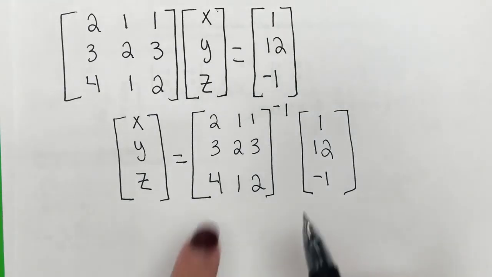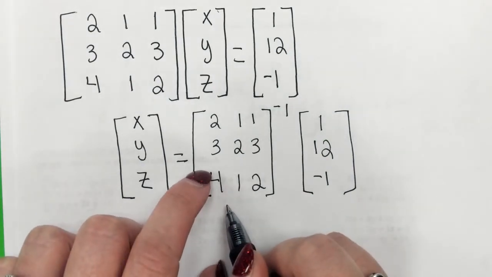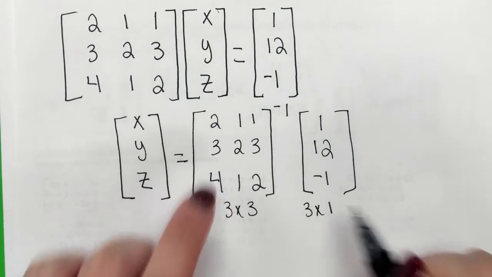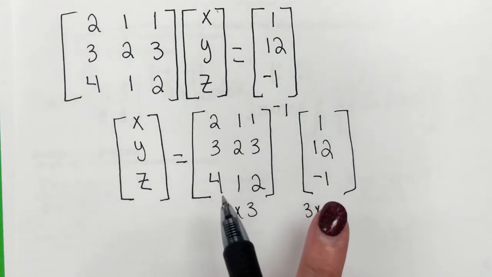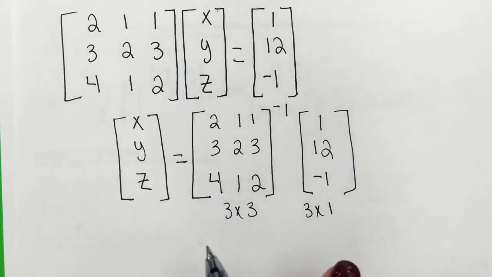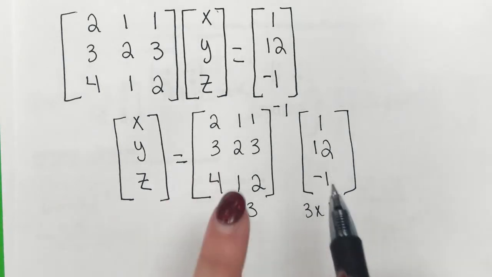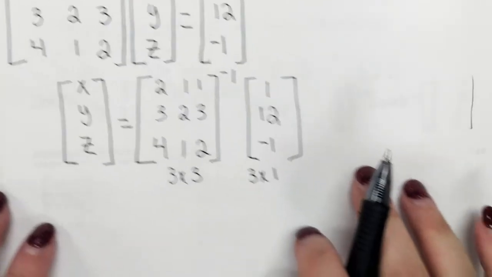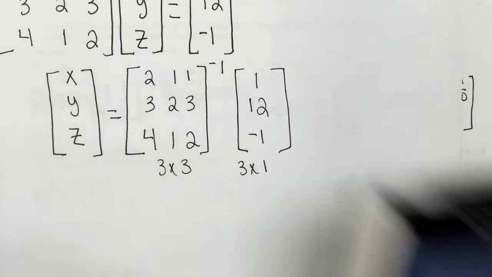What happens if you plug these in backwards into your calculator? Why is it going to mess up? What are the dimensions of this guy? 3 by 3. And what are the dimensions of this guy? 3 by 3. You're going to get an error, and then you're going to think, oh, that's a no solution, and it's not a no solution, okay? So you've got to type it in this way. The inverse comes first, then the other one. So grab your calculator, because this is going to take a minute.